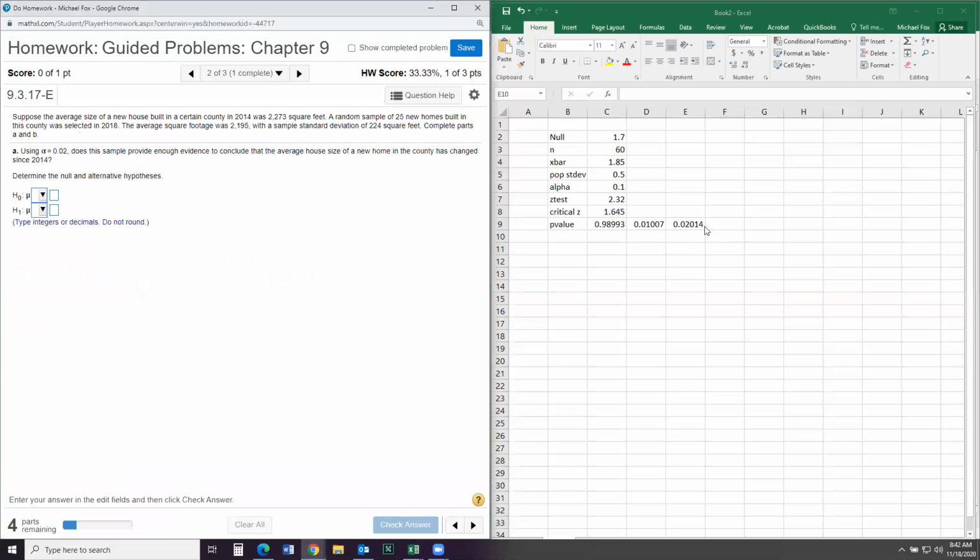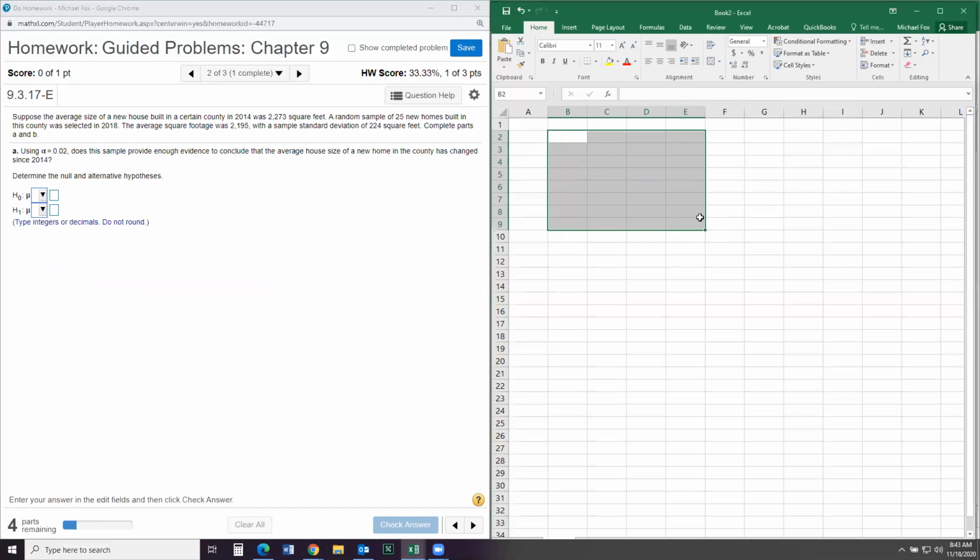The second one is really similar to it, but I'm going to go ahead and delete everything so that we can walk through the process again. What's different about this one is we don't have a population standard deviation, so we're going to have to use a sample standard deviation and then use the t-distribution rather than the normal distribution.